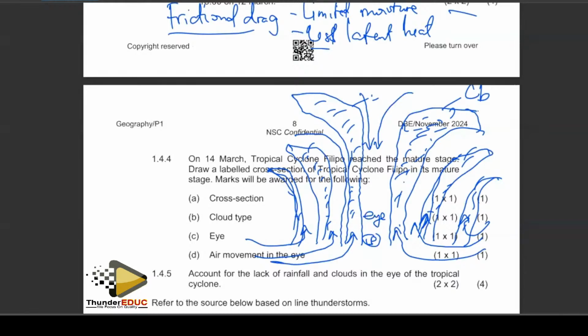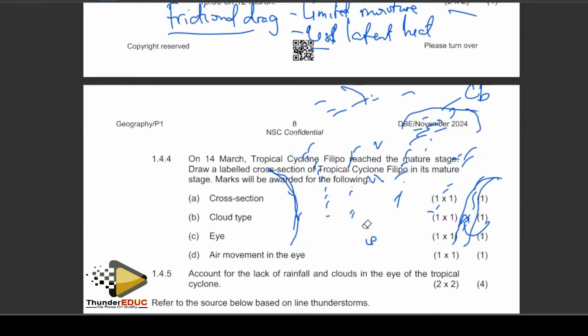You label cumulonimbus cloud, and then you label your eye at the center of the system, and also the air movement in the eye is indicated by these two arrows with descending air. The air is descending in the center of the eye. That is basically what you should target to get marks for that particular illustration of a cross-section. Right, let's move on to the next question.